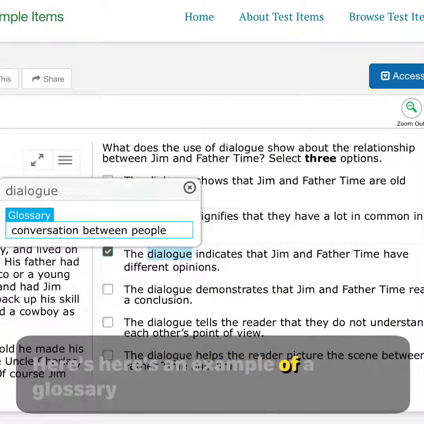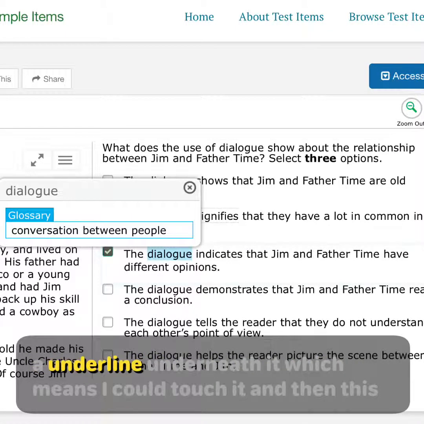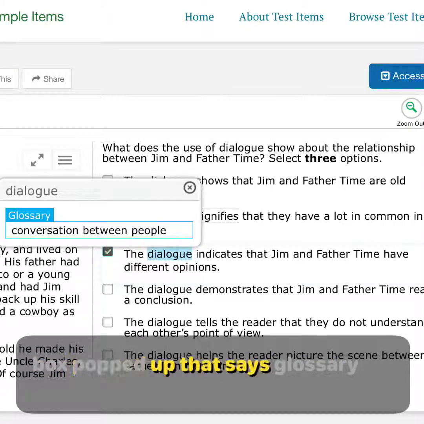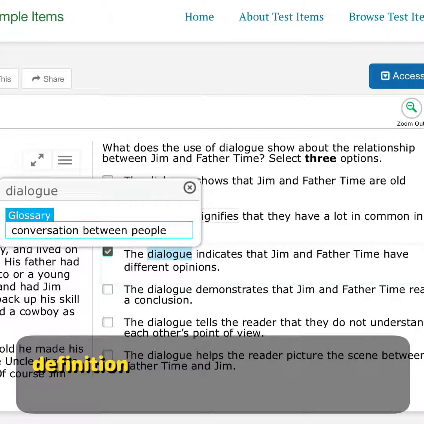Here's an example of a glossary. The word dialogue in that previous question we looked at had an underline underneath it, which means I could touch it, and then this box popped up that says glossary, has the word on top that it's giving the definition for, and then the definition.